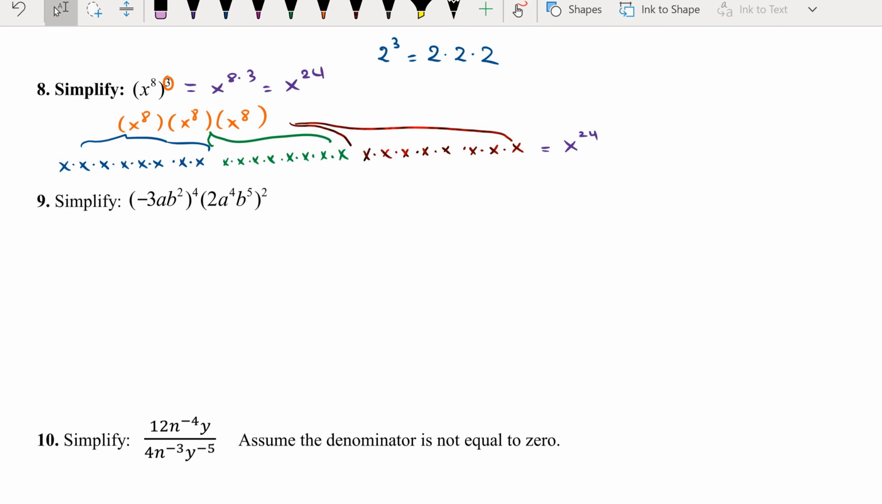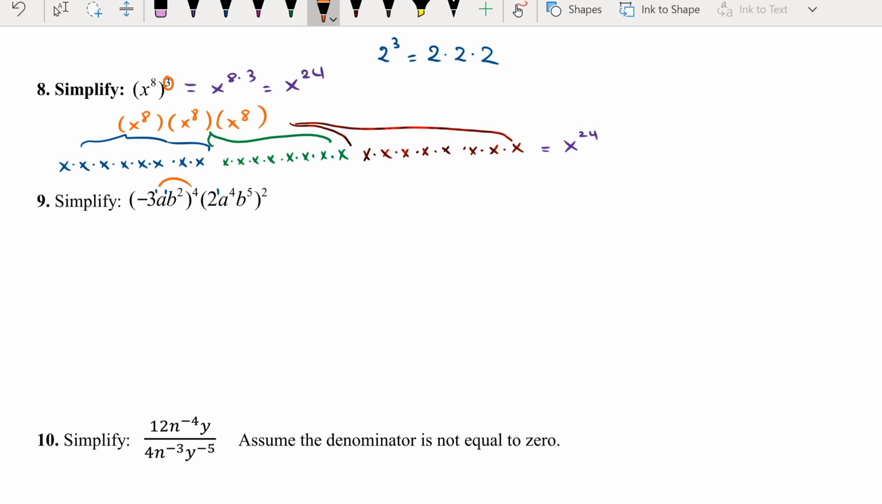Alright, problem 9. We have negative 3ab squared, raised to the 4th power, times 2a to the 4th b to the fifth power, all raised to the second power. So what we're going to do is put 1 for the number or the letter without a power. So I'm going to put 1 for 3 to the first power and b to the first power. Also 2 to the first power.